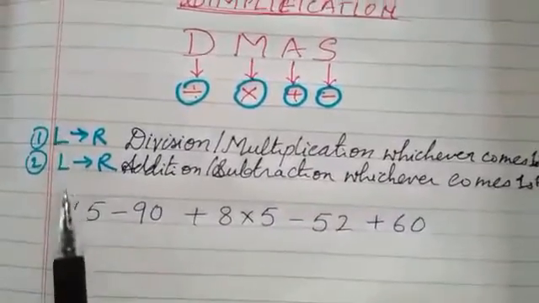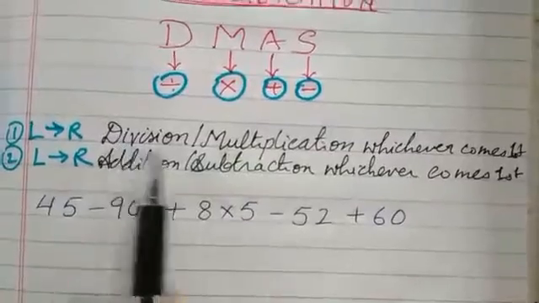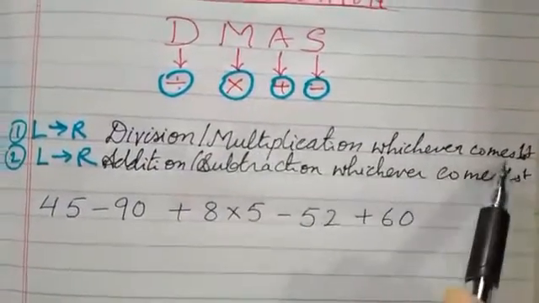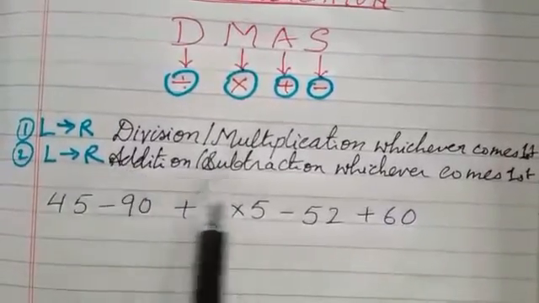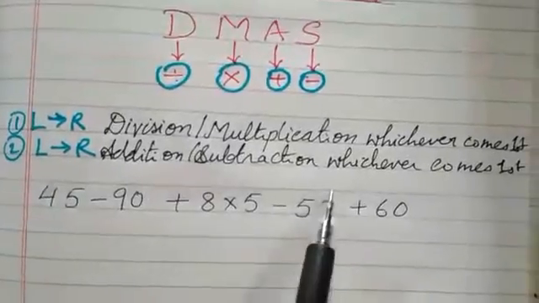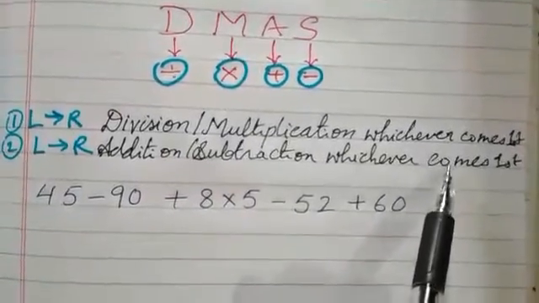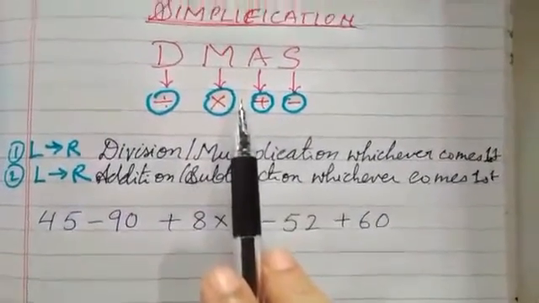The first step is moving from left to right in a problem, and we have to solve division or multiplication, whichever comes first. In the second step we look at addition and subtraction, moving from left to right, whichever comes first. We already learned this yesterday, and now I have taken it again as a revision.